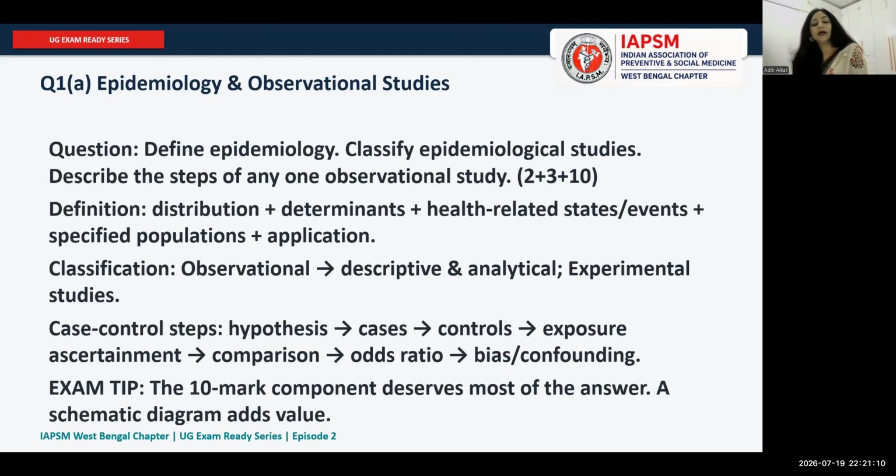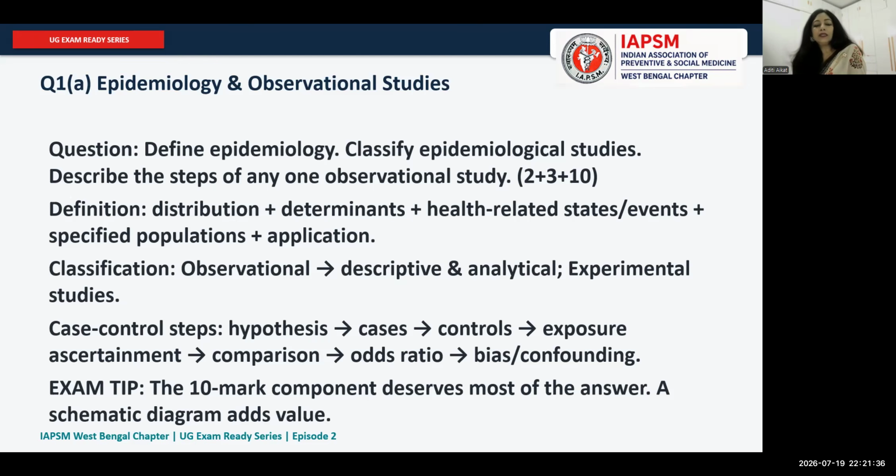So, in analytical, again, you have cohort, case control, and analytical cross-sectional. Similarly, in experimental, if there is use of randomization, it becomes an RCT, and in the absence of it, it becomes a non-randomized trial, and so forth.